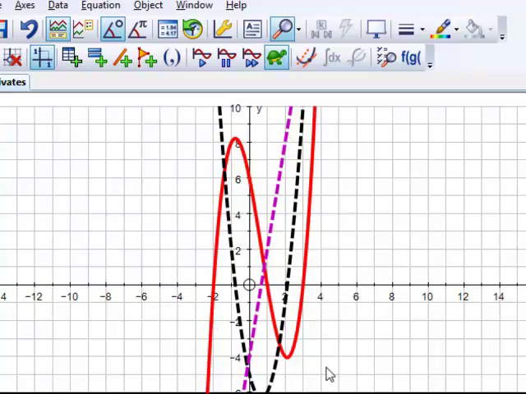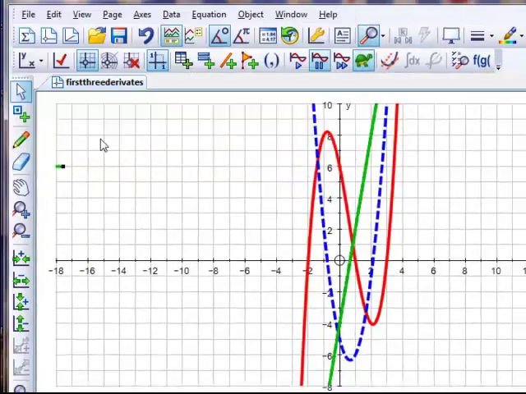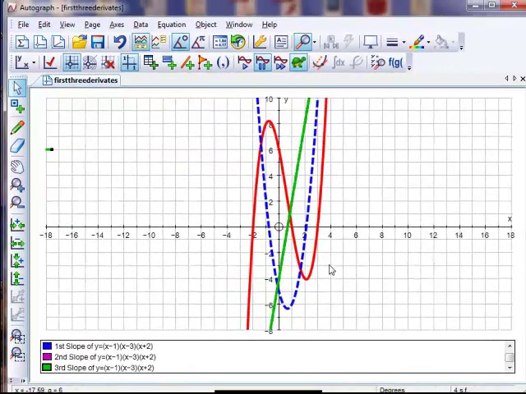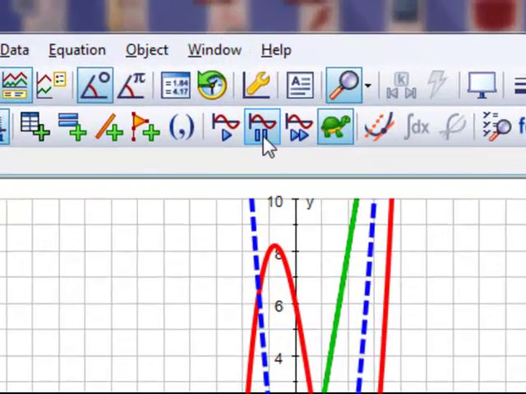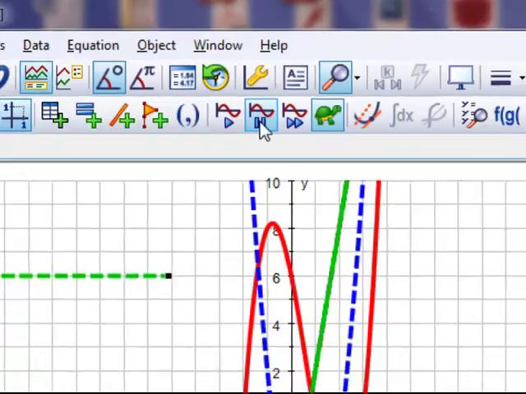And if we want the third derivative, we select that and go gradient function. Okay. You can see it coming through here at 6. Just press the pause button and it continues.